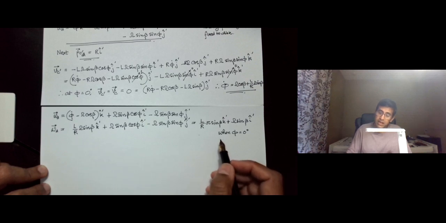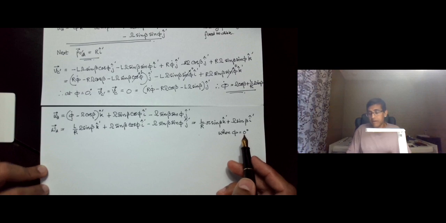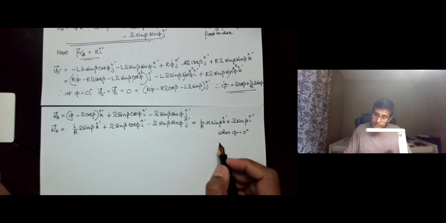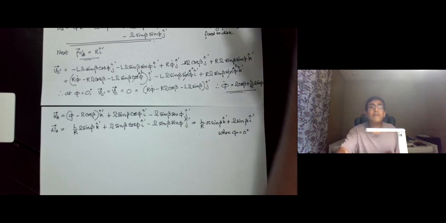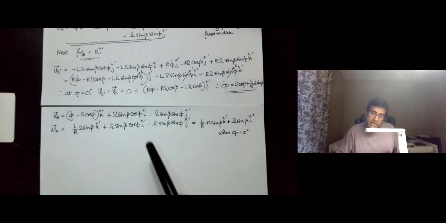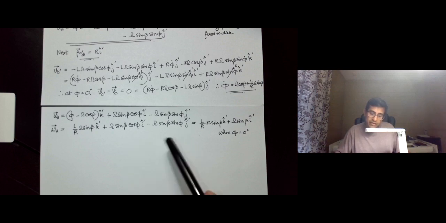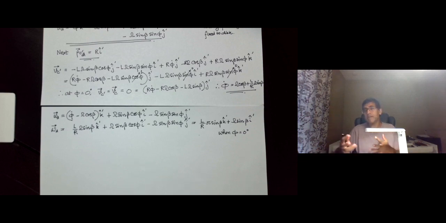So this is, when phi is equal to 0, the angular velocity of the disk, which means that if you take the angular velocity vector and resolve it in the I prime, j prime, k prime direction, then you will have a dependence on phi. Okay, so as the I prime, j prime, k prime vectors turn, in terms of the vector components I prime, j prime and k prime, you see a variable angular velocity.